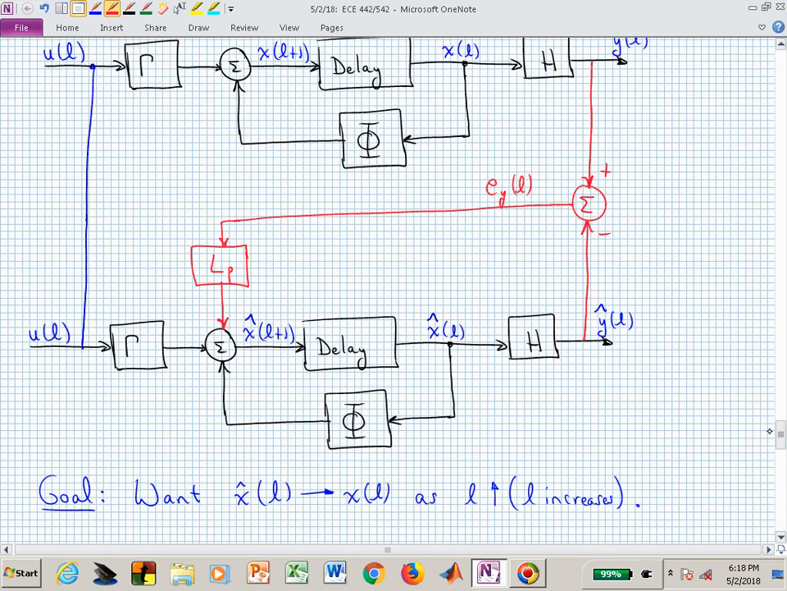Our goal in this block diagram or in this full order estimator is we want X hat to go to X as the time index marches on, as it increases. And this will be done by selecting that gain, L sub P. And that could be called the estimator gain. Like we've had the full state feedback gain, now we have an estimator gain, L sub P.